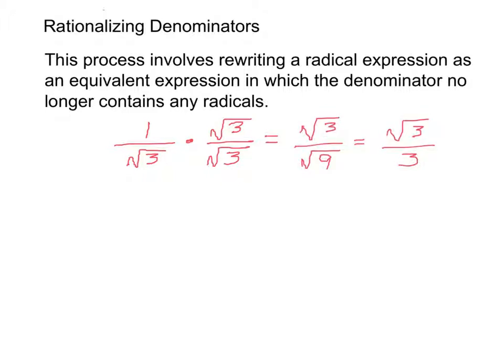And the result that I get is the square root of 3 over the square root of 9, or simply the square root of 3 over 3. So this is how we rationalize denominators.